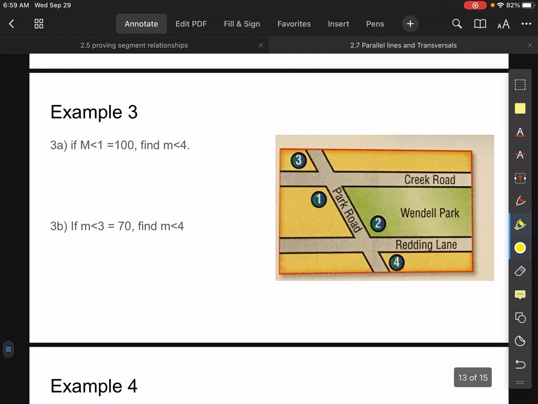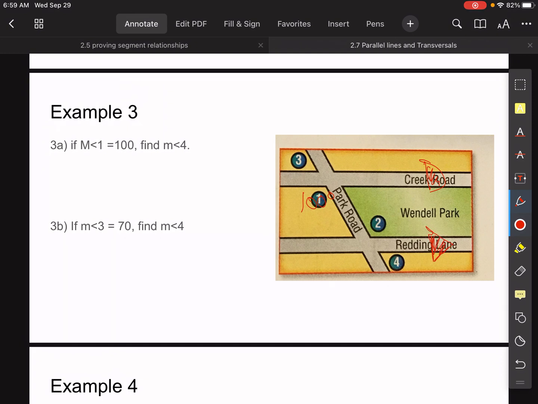Example 3 says the measure of angle 1 here is 100 degrees. It says find the measure of angle 4. Do we have a relationship between 1 and 4? That's the question, right? So 1 and 4 don't necessarily have a relationship. We can assume that these roads are parallel.